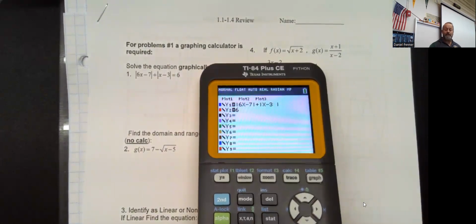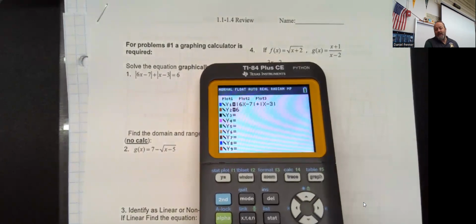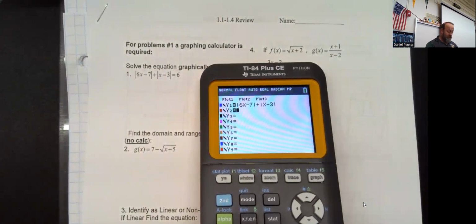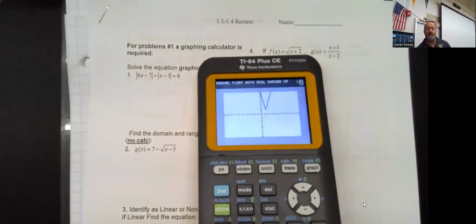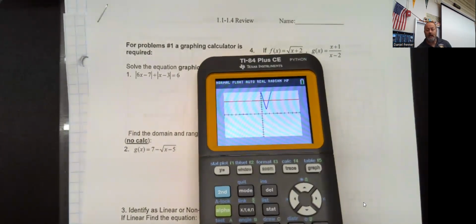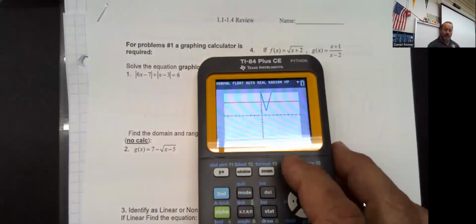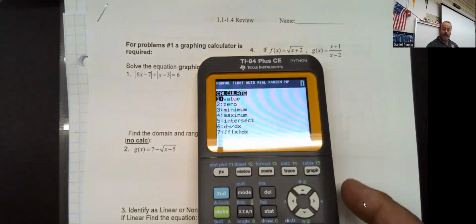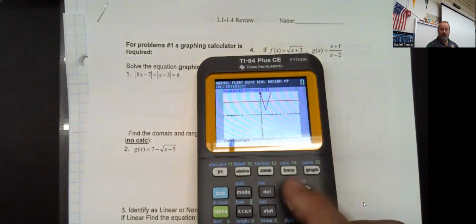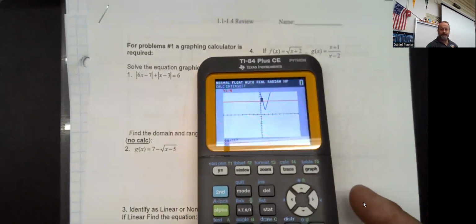When you have two different absolute values, that creates some strange looking things. And I usually hit a zoom 6, which is a zoom standard, because I'm not sure what an intelligent window is, and I kind of hope for the best. And I'm looking for these two values where those things cross. And as it turns out, if I do second calculate or trace, and I move the cursor very close to that point of intersection, number 5. So I'm going to move my cursor close, and I hit enter 3 times.